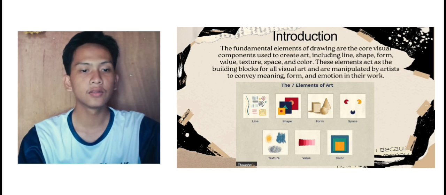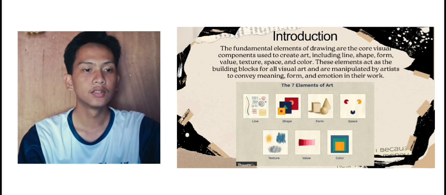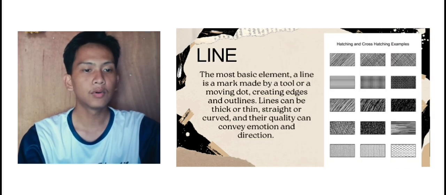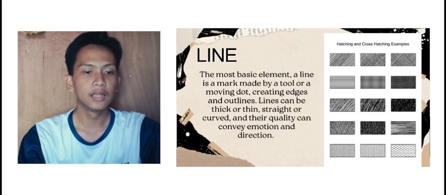So now I'm going to name the 7 elements of art. First we have the line, shape, form, space, texture, value, and color. So the first is line. The most basic element, a line is a mark made by a tool or a moving dot, creating edges and outlines. Lines can be thick or thin, straight or curved, and their quality can convey emotion and direction.